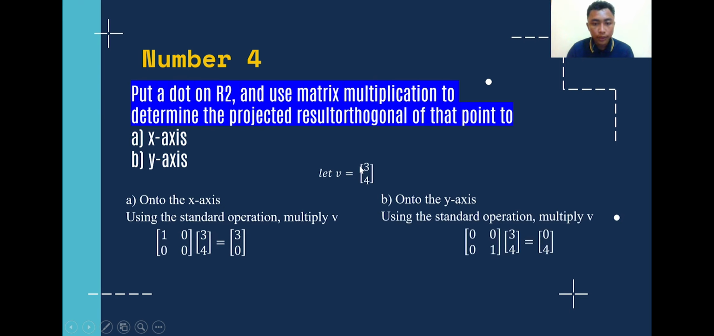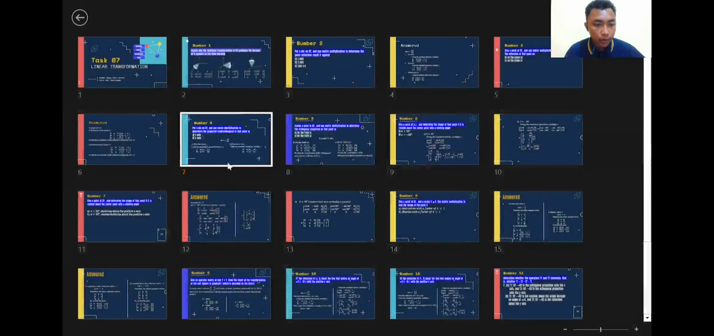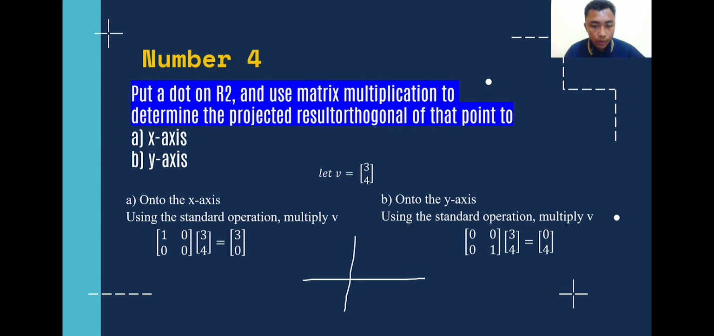Let V be, for example, a point at 3,4, and we need the orthogonal projection result. What does this mean? If I draw, maybe in this, this is x and this is y. The coordinate is 3,4. For example, the point is in this.